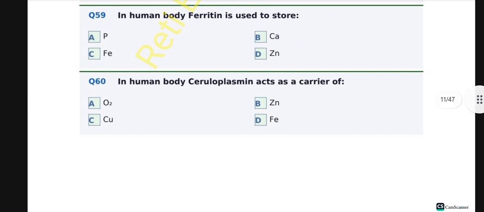Question number 60. In the human body, ceruloplasmin acts as a carrier of A. Oxygen, B. Zinc, C. Copper, D. Iron. So the correct answer is C. Ceruloplasmin is a copper-carrying enzyme in blood plasma. It carries about 95% of the total copper in healthy human plasma.